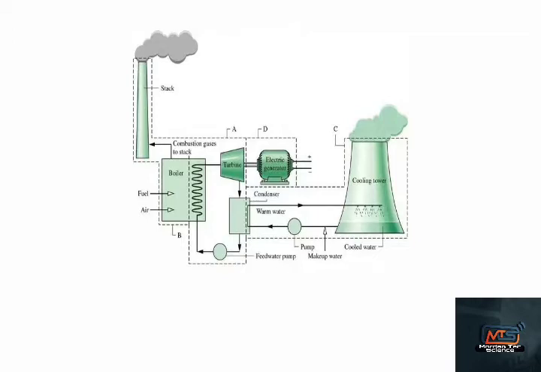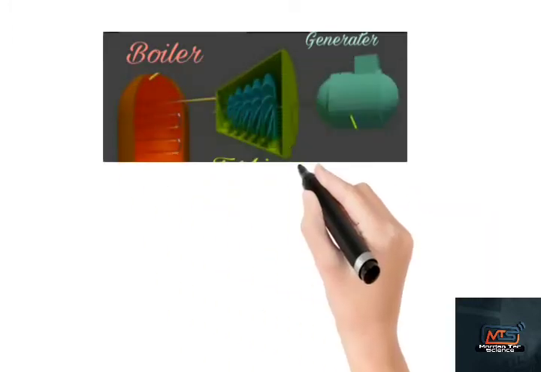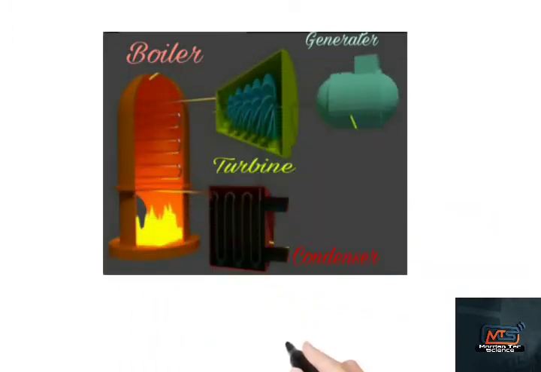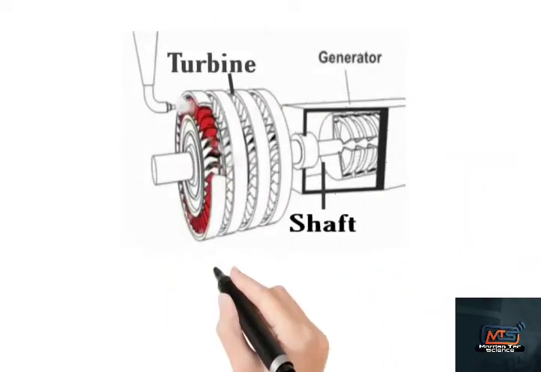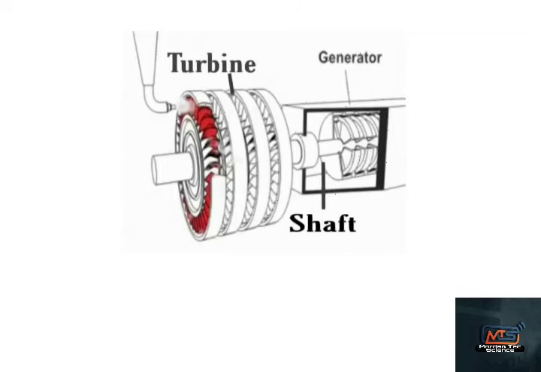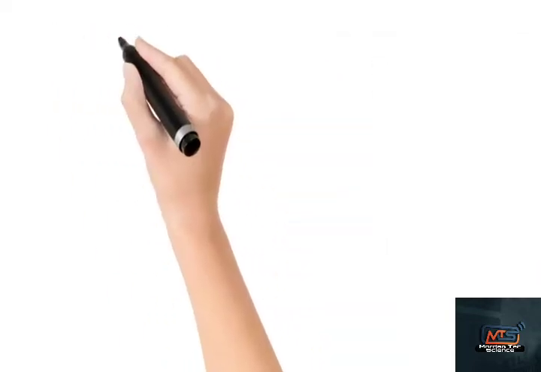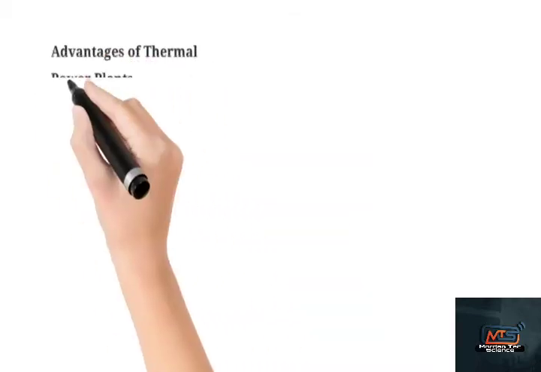As shown in this diagram, the turbine is connected to a generator with the help of the shaft, and this is how it works. As shown in the figure, it looks somewhat like this in 3D. Then we have the advantages and some disadvantages of a thermal power plant.